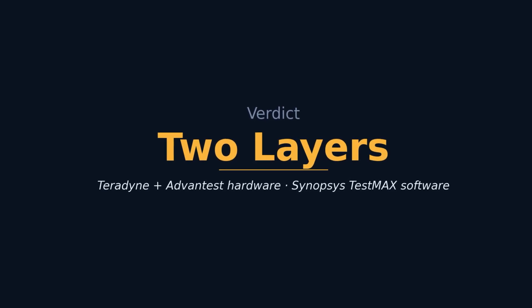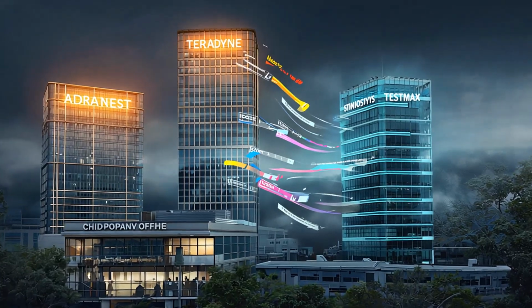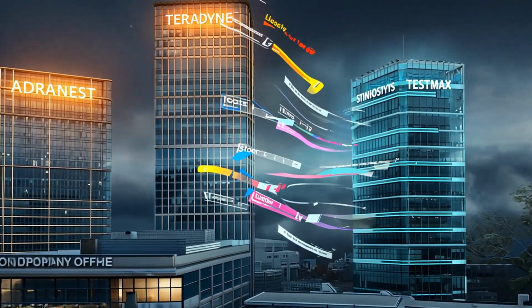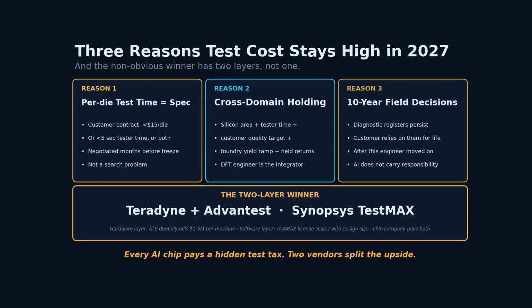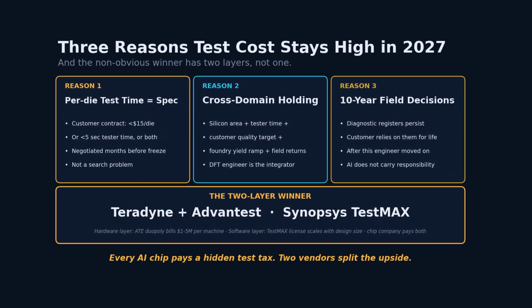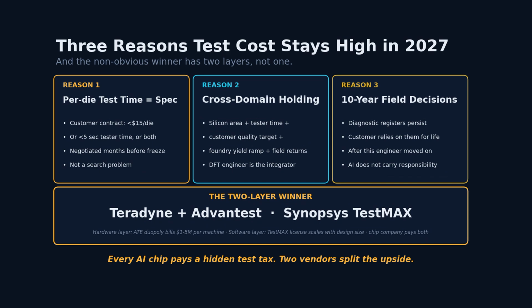So why is testing so expensive? And which companies actually profit from every advanced AI chip that gets tested in 2027? 3 reasons the cost stays high, and a 2-layer winner that takes the upside. Reason 1. Per die test time is the spec. The customer contract says test cost per die must be under $15, or under 5 seconds of tester time, or both. That number is negotiated months before the design is frozen. It is not a search problem for an AI tool to optimize. It is a contract problem the DFT engineer holds in their head while making every other decision.